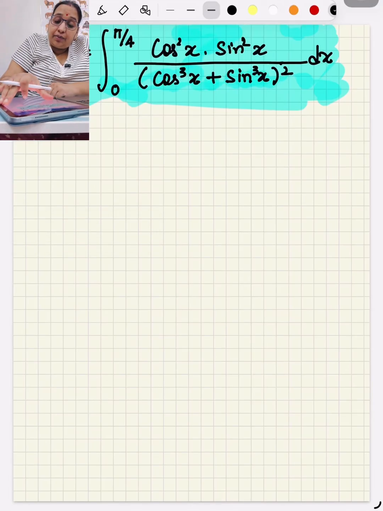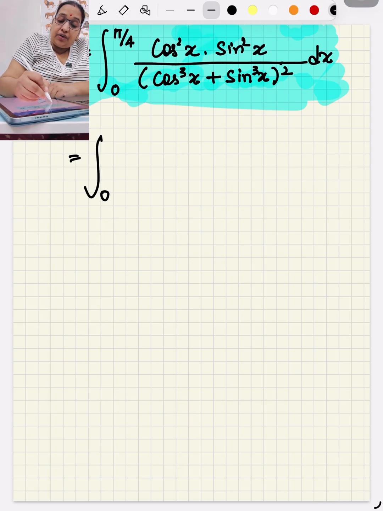It looks like a difficult problem, but we can solve it in 5 to 6 steps. Always remember, when the question is in cos and sine with different powers, try to convert it into tan and sec. So the power in the denominator is cos cube x plus sine cube x. Okay, so here is the trick.